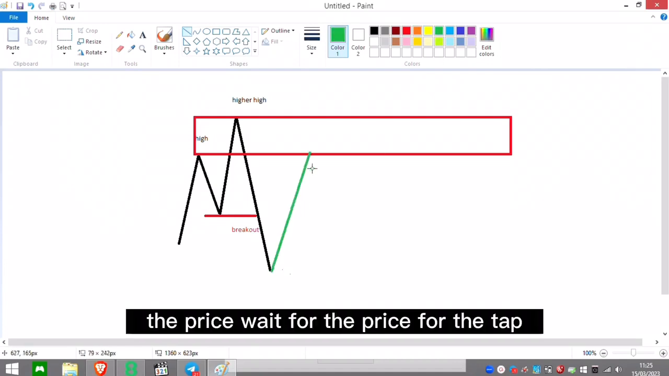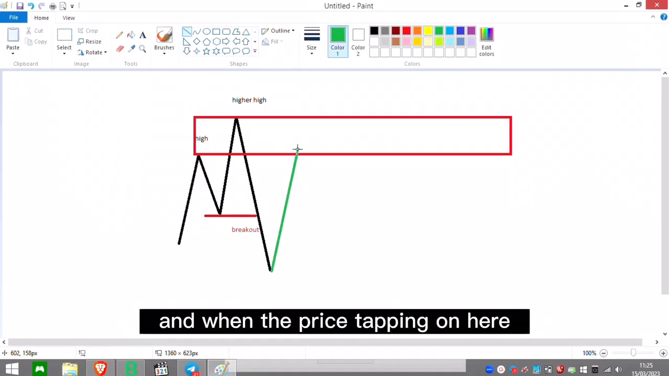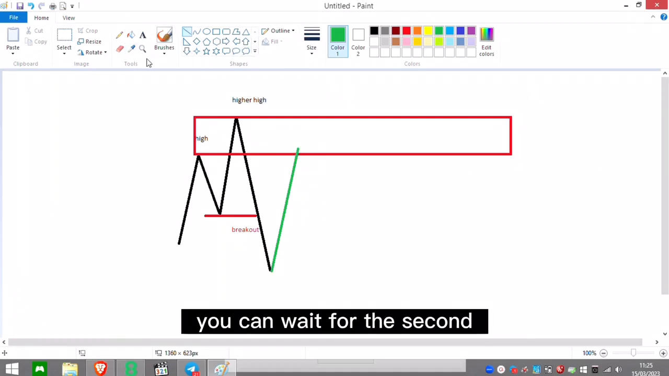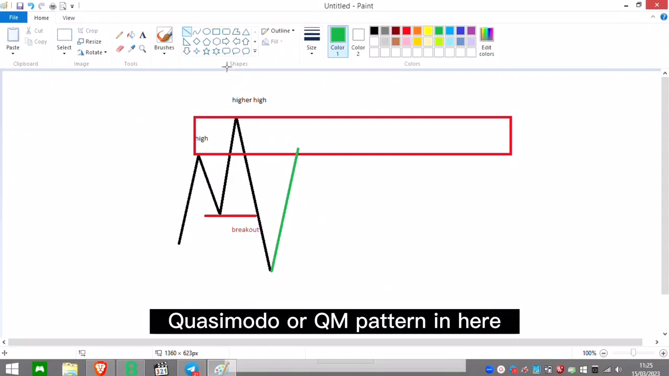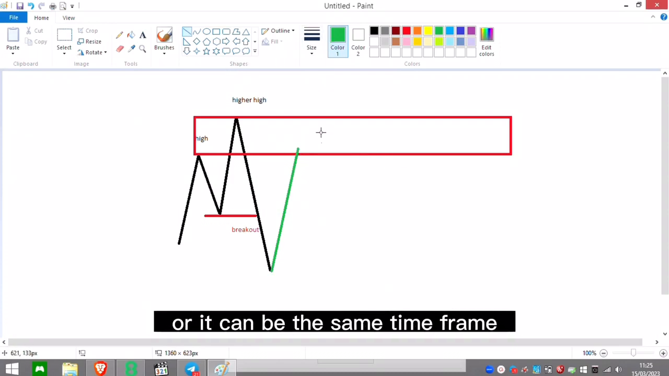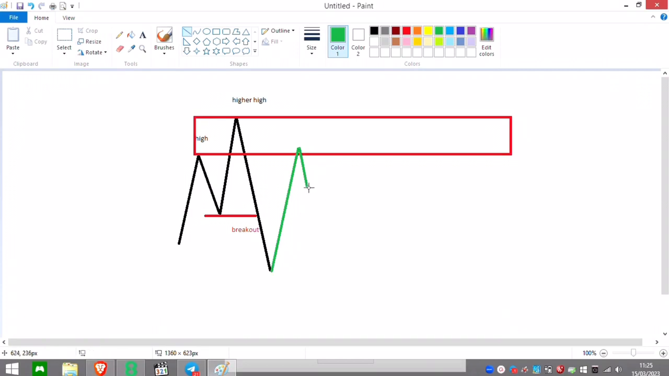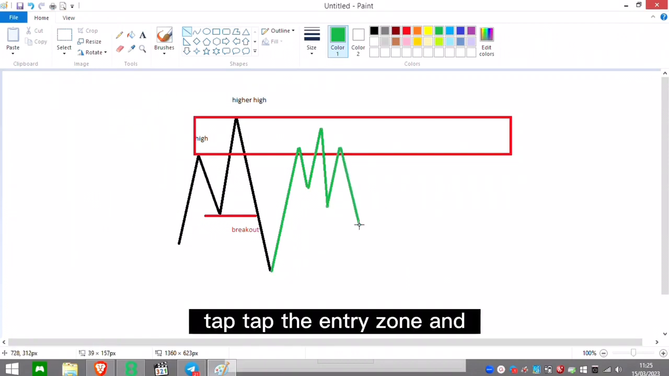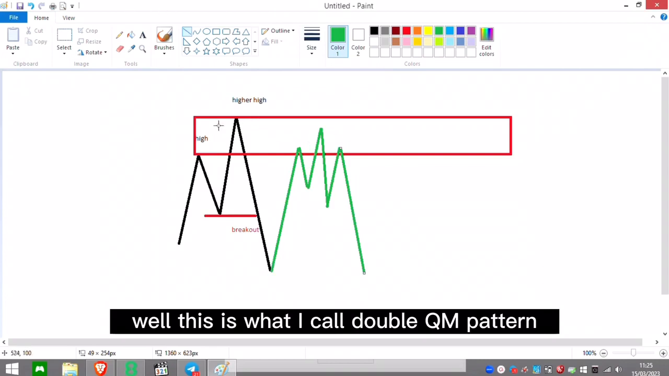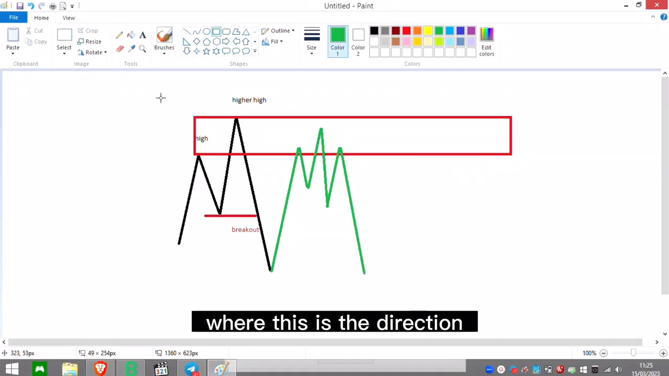Wait for the price to tap, and when the price taps in here, you can wait for the second Quasimodo or QM pattern in here on the lower time frame, or it can be the same time frame, depends on your trading style. Okay, so it forms a high in here, it forms a higher high, breaks, taps the entry zone, and voila, this is what I call the double QM pattern, where this is the direction.